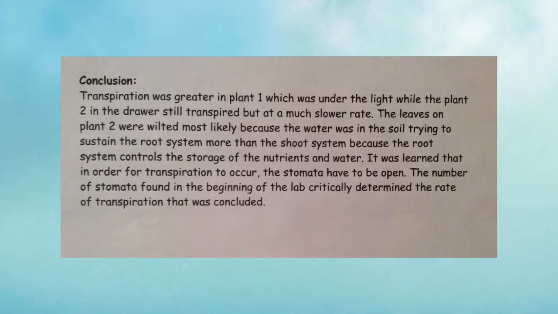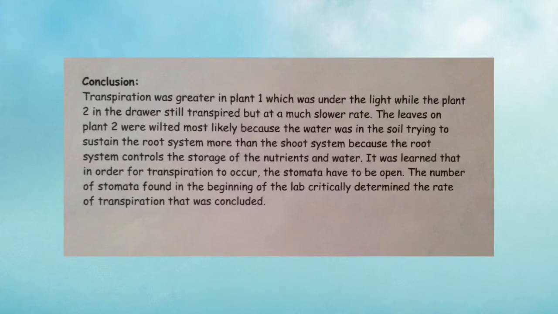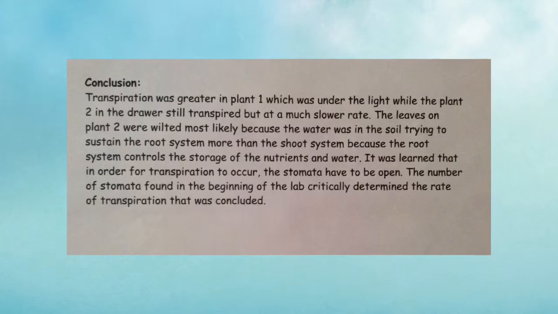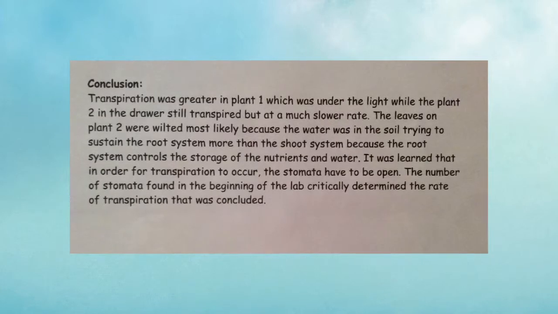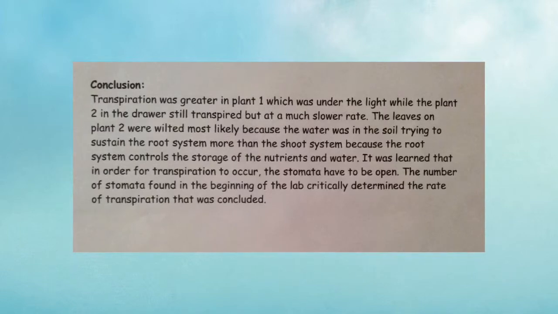It was learned that in order for transpiration to occur, the stomata have to be open. The number of stomata found in the beginning of the lab critically determined the rate of transpiration that was concluded.